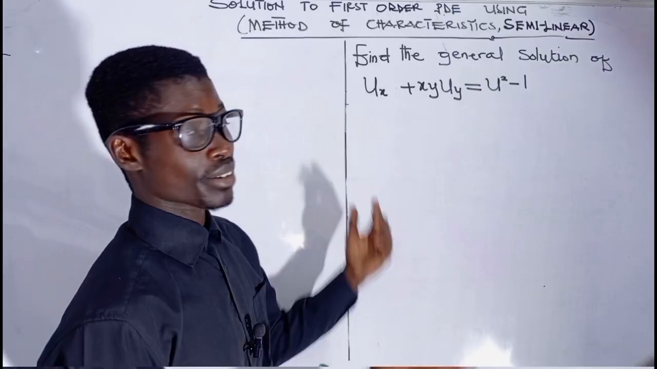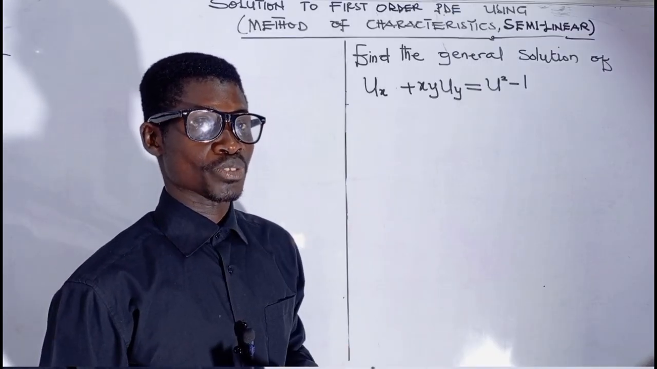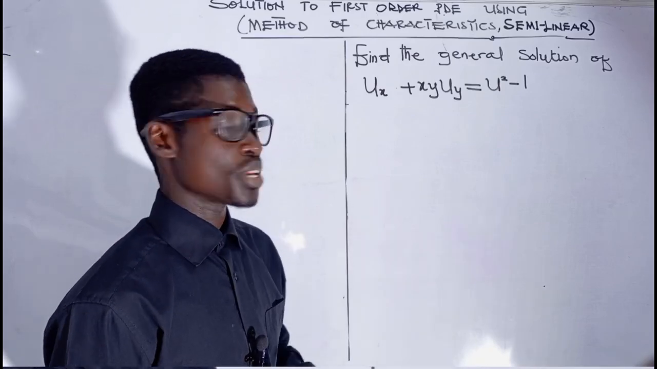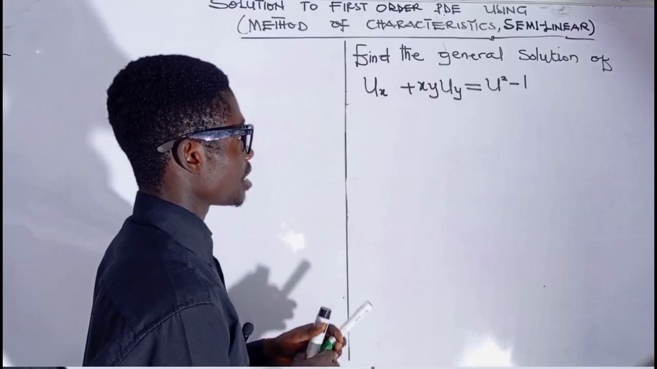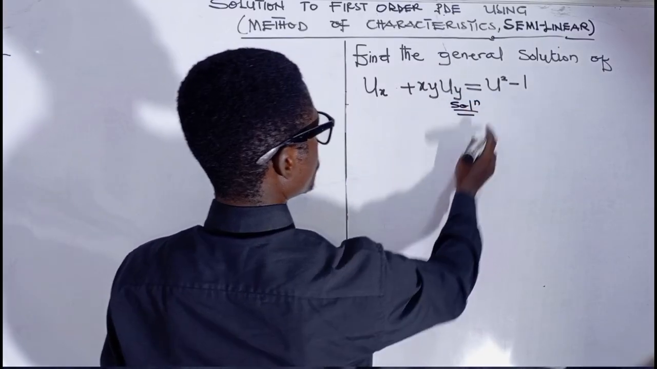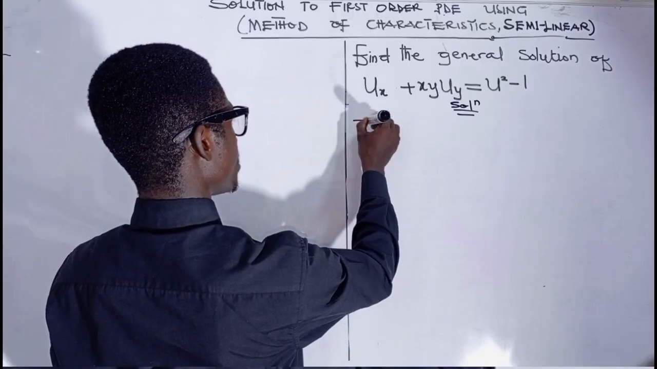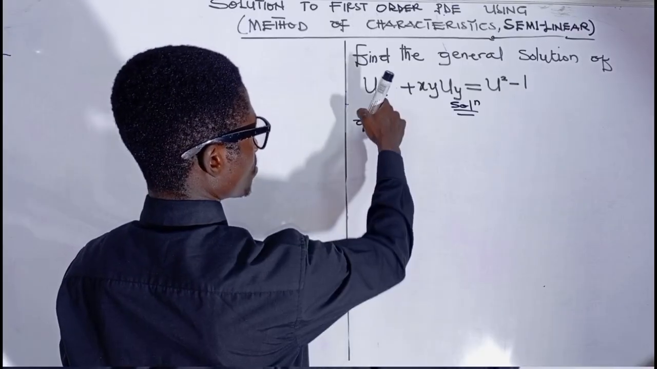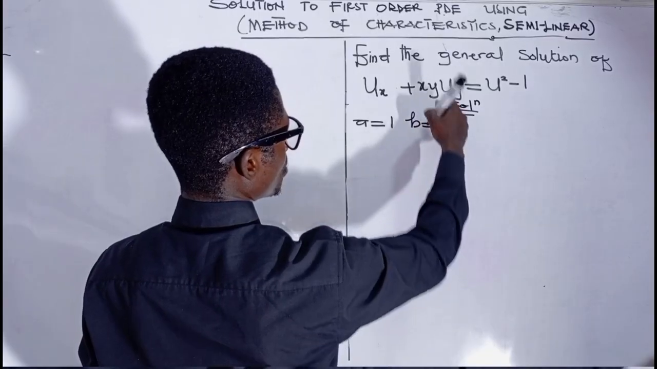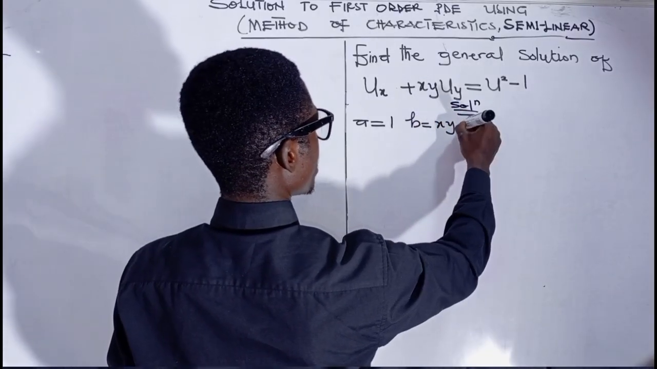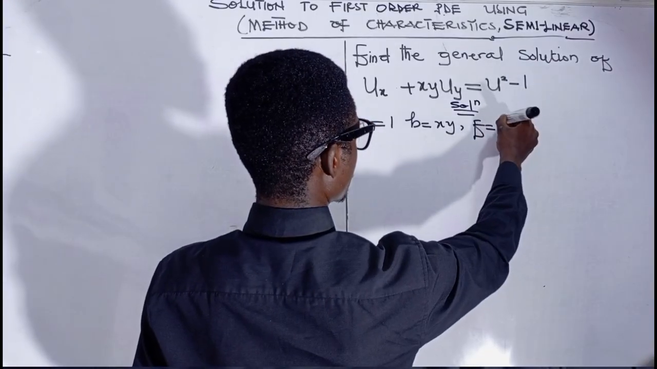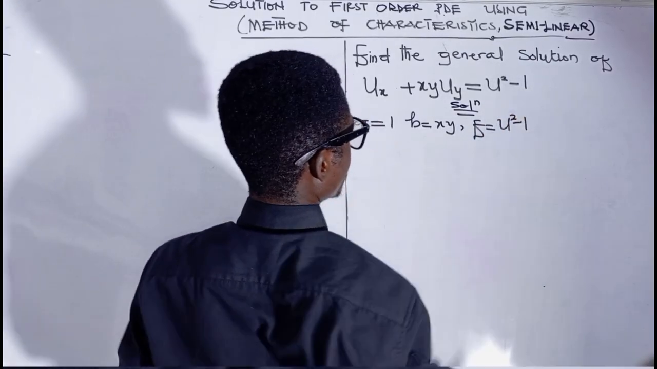So in using the method of characteristics, the first thing that we have to do is to identify our A, our B, and our F from the equation given or from the question given. So from the equation, our A is the coefficient of ux, that is 1. Our B is the coefficient of uy, that is what? xy. And then our F is the equation on the right hand side, that is u squared minus 1.